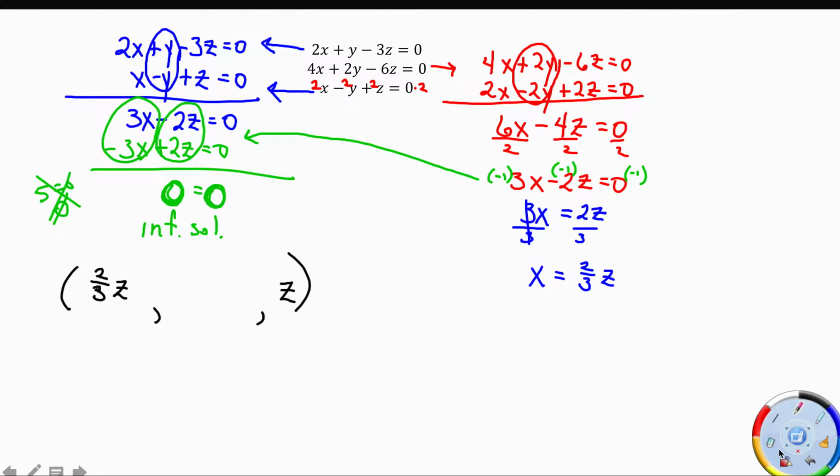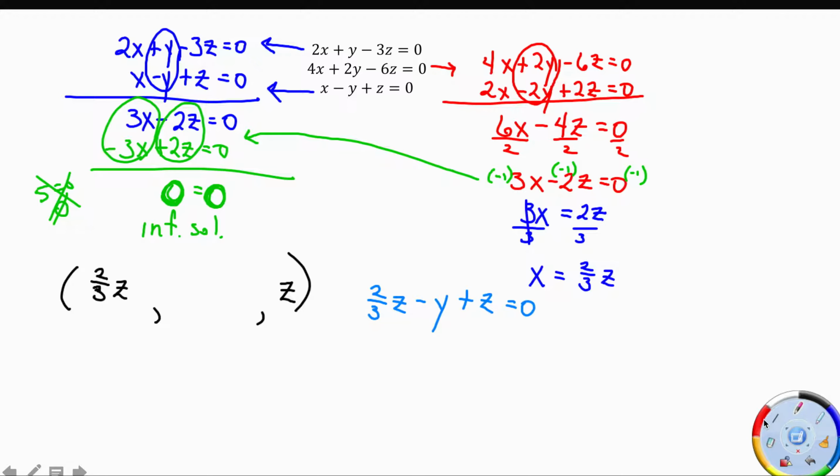I'm going to take one of these original equations, and maybe I'll do this one on the bottom because my numbers are smaller. And I'm going to plug in what I know x to be in terms of z, and then I can solve it for y. So if x is 2/3 z, I'm going to replace that x with 2/3 z. Minus y is what I'm looking for, so that's okay, plus z equals 0, and solve this for y.